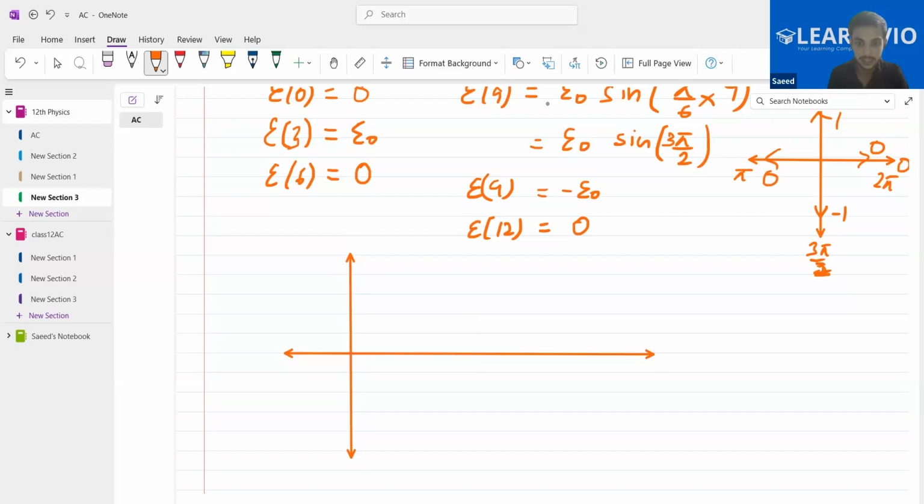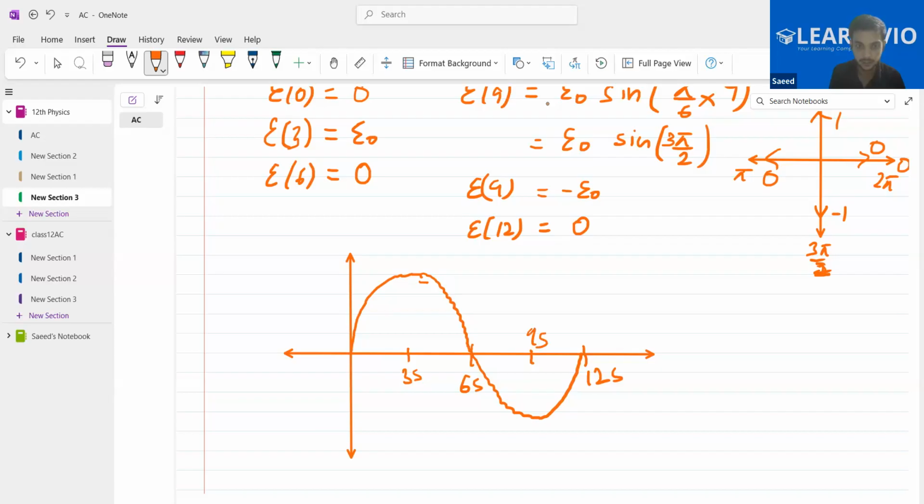Okay, this will be the axis. The graph will be something like this. At t1, the time period will be completed at 12 seconds. This will be between, that is 6 seconds. This will be at 3 seconds. This will be at 9 seconds.